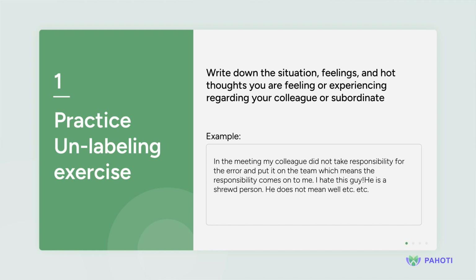Practice unlabeling exercise. Write down the situation, feelings, and the hot thoughts you are feeling or experiencing regarding your colleague or subordinate. For example, in the meeting, my colleague did not take responsibility for the error and put it on the team, which means the responsibility comes on me. I hate this guy. He's a shrewd person. He does not mean well, etc., etc.